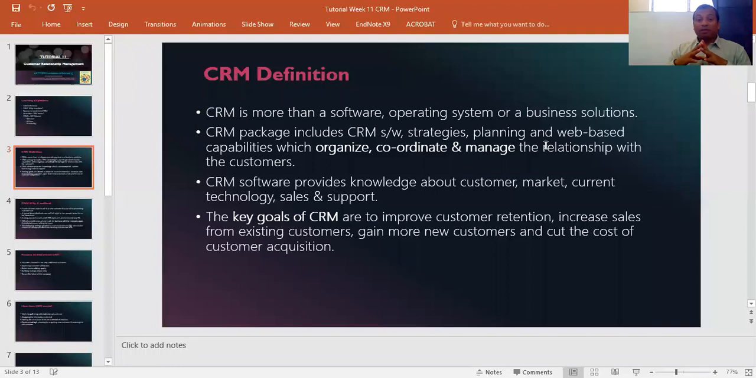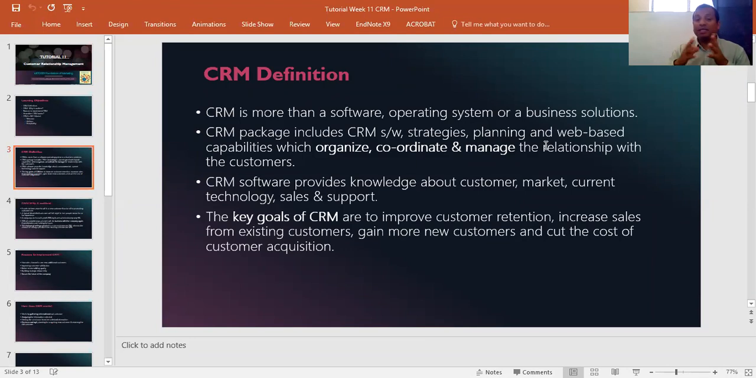Especially if one could talk about the software solution or the CRM as a software, it provides knowledge about the customer, market, current technology, sales, and support. So the activities around the customer is being captured basically using this software solution.